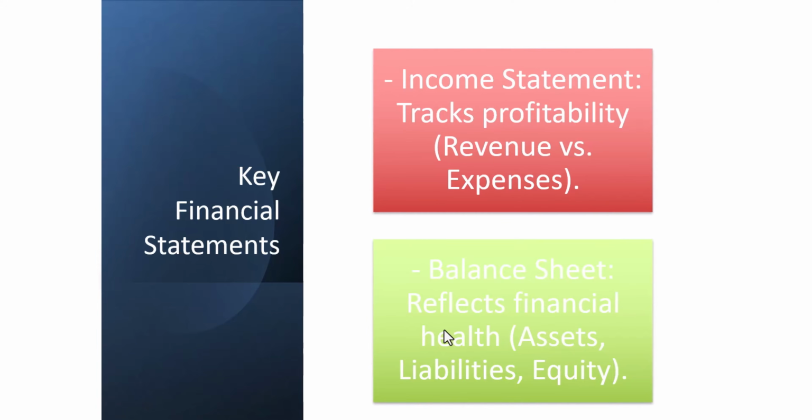Now, the two key financial statements: we have the income statement and the balance sheet. The income statement tells us if the business is making money by comparing revenue and expenses. The balance sheet shows the financial health of the business by listing assets, liabilities, and equity.